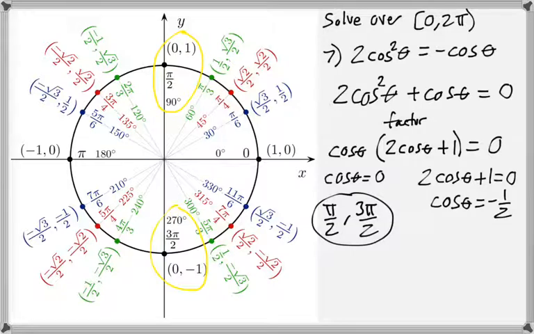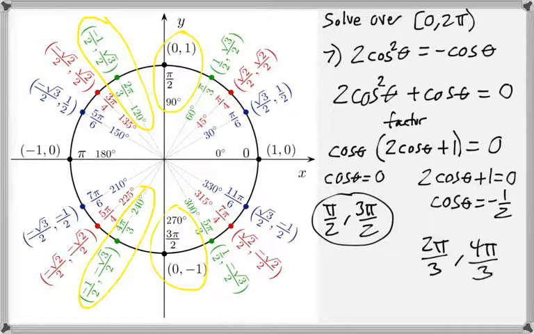Next I want to look for where is cosine of theta equal to negative 1/2. So where is x equal to negative 1/2 on my unit circle? And that's here at 2 pi over 3, and then here at 4 pi over 3. And these will be our 4 different answers.